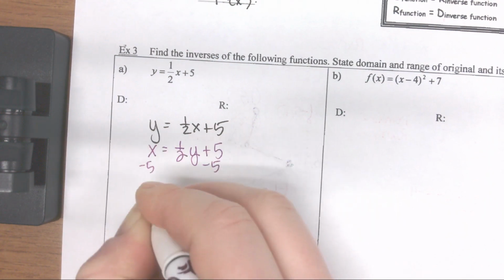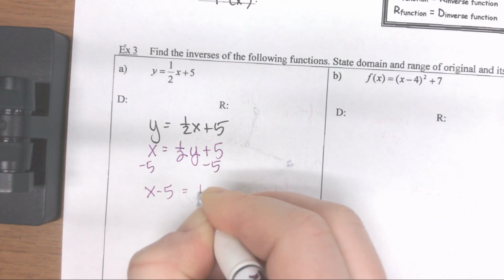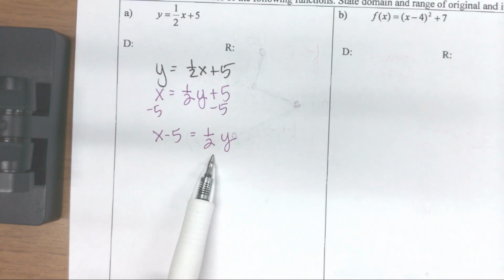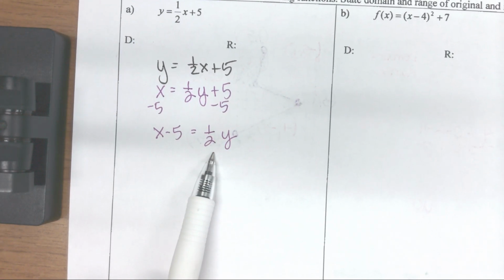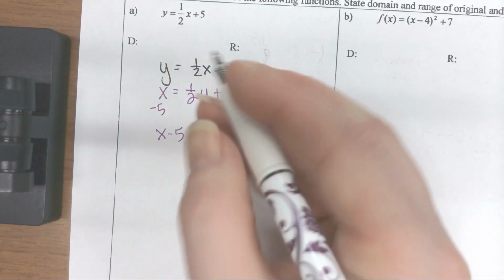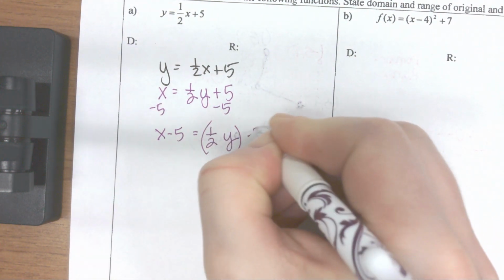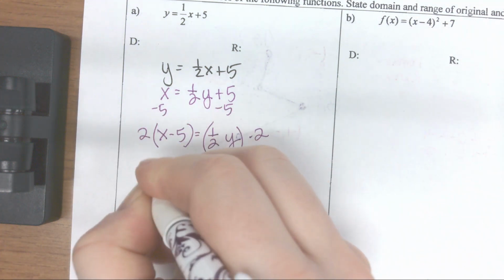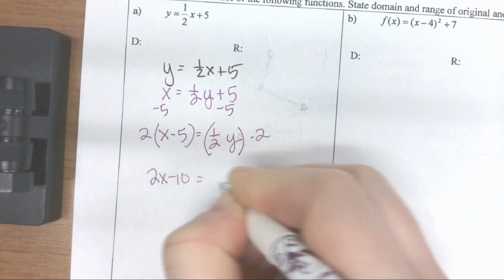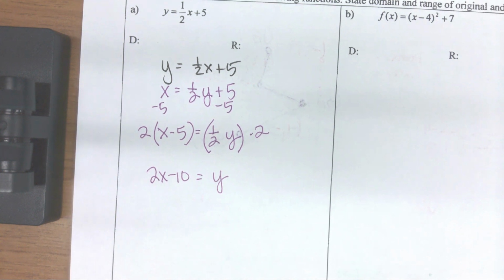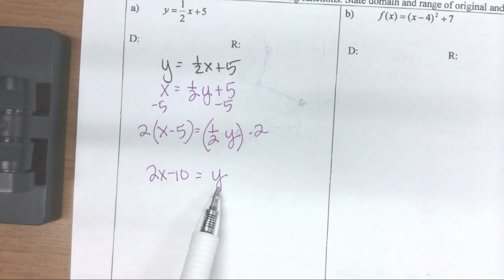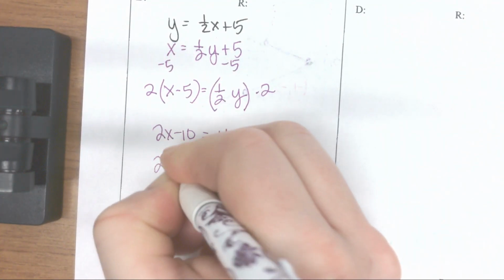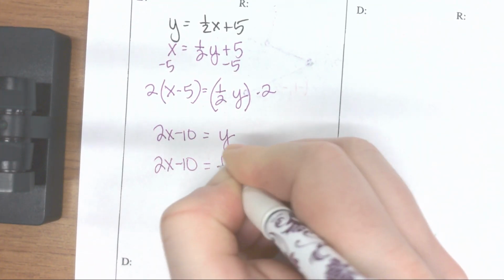Then x minus 5 equals 1/2 y. How do I undo multiplying by 1/2, or think of it as dividing by 2? Wouldn't you multiply both sides by 2? So I have 2x minus 10 equals y. And then last step, I just replace the y with an f inverse. 2x minus 10 equals f inverse of x.